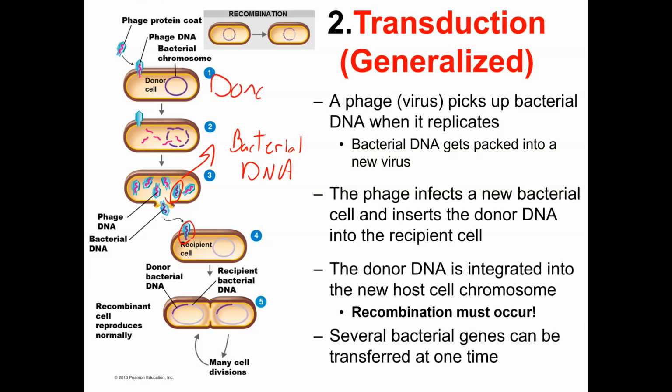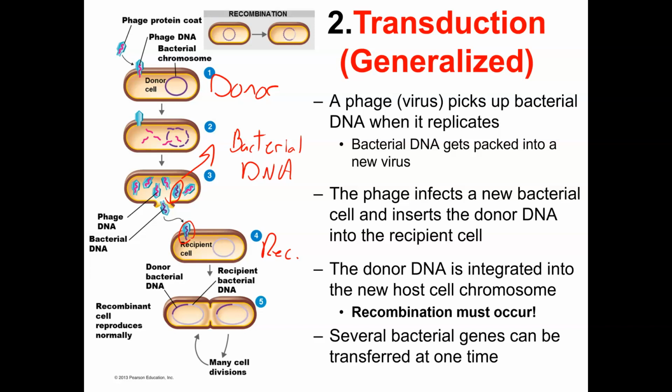So if this is your donor, that's your recipient. So the recipient cell's infected by this dud virus. It injects that purple DNA. And then what happens? Recombination, if it's lucky.